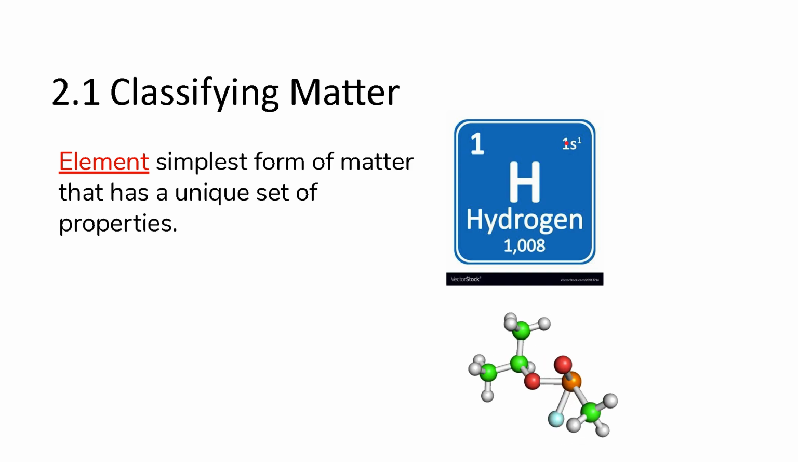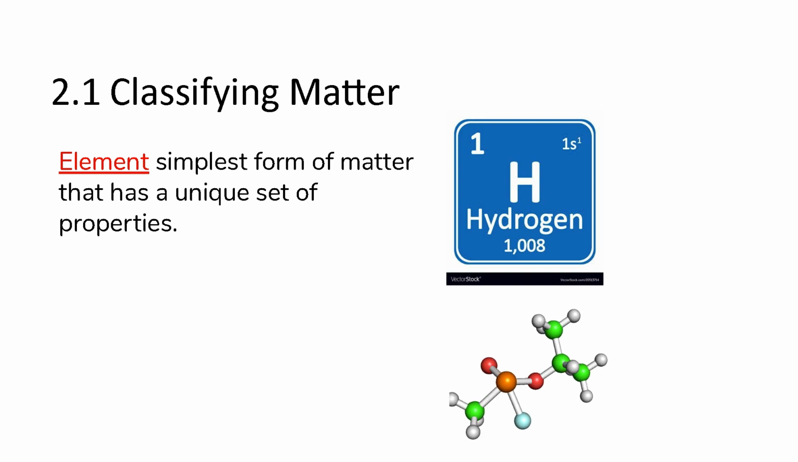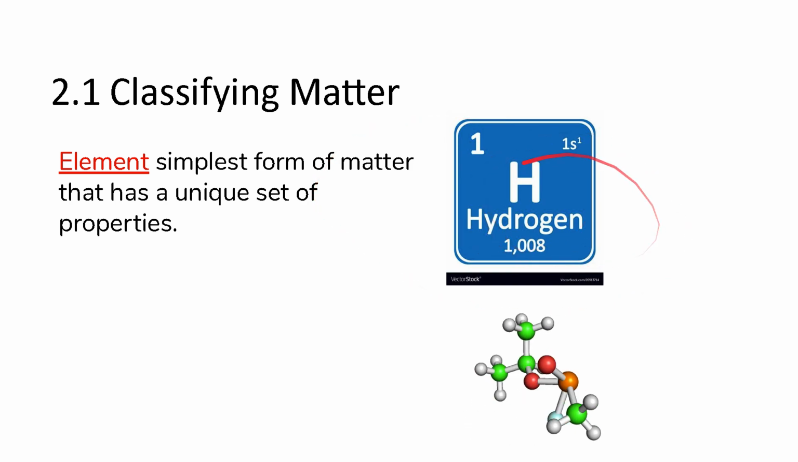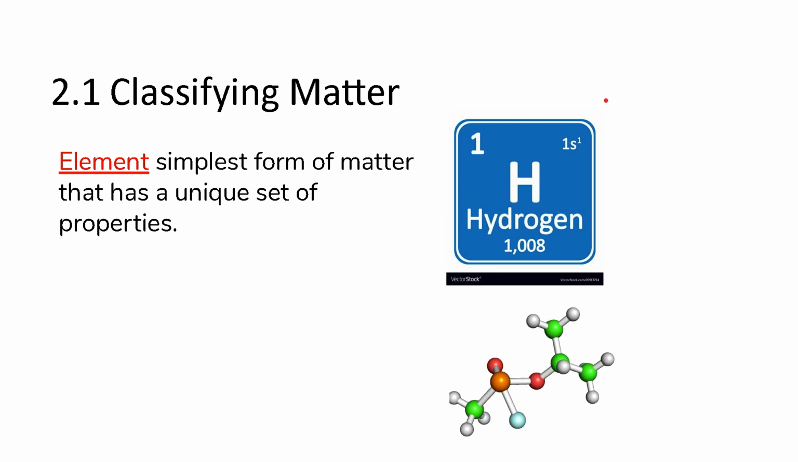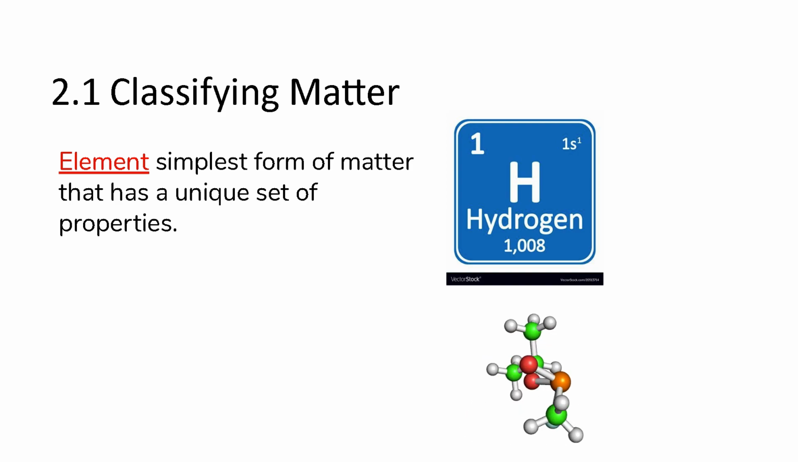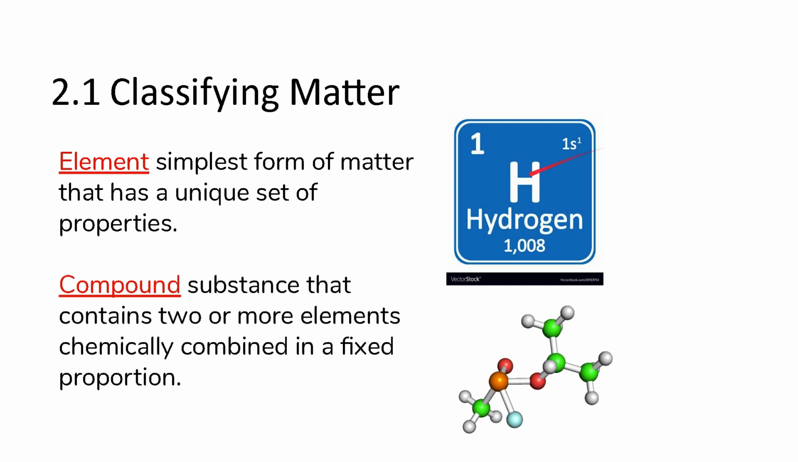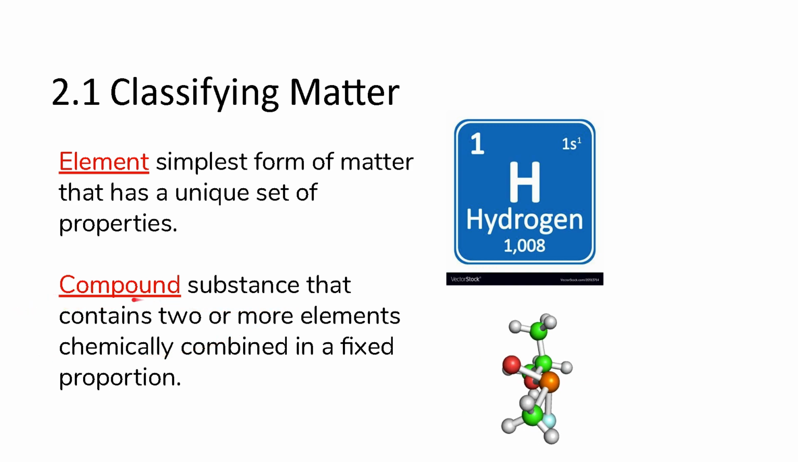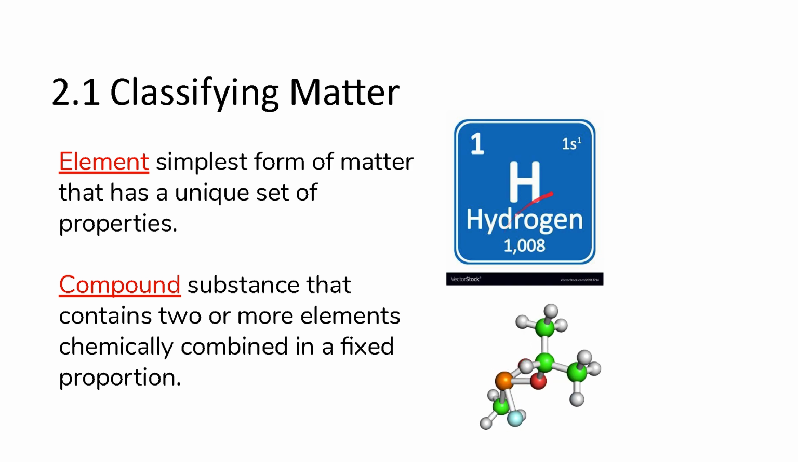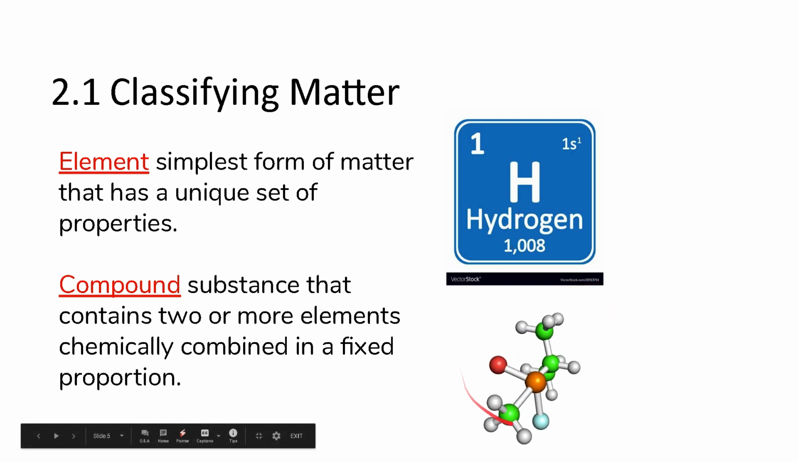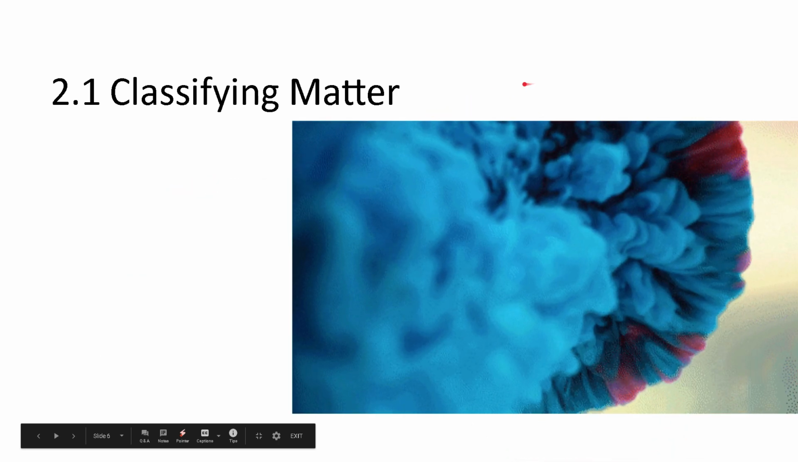Element. An element is the simplest form of matter that has a unique set of properties. So, for instance, in this case, hydrogen. If something is an element, that means that that is the only thing that is located in that collection of atoms. However, most things are found in the forms of compounds, substances that contain two or more elements chemically combined in a fixed proportion, such as we see here. I'm honestly not entirely sure what that's a model of. I don't quite remember.